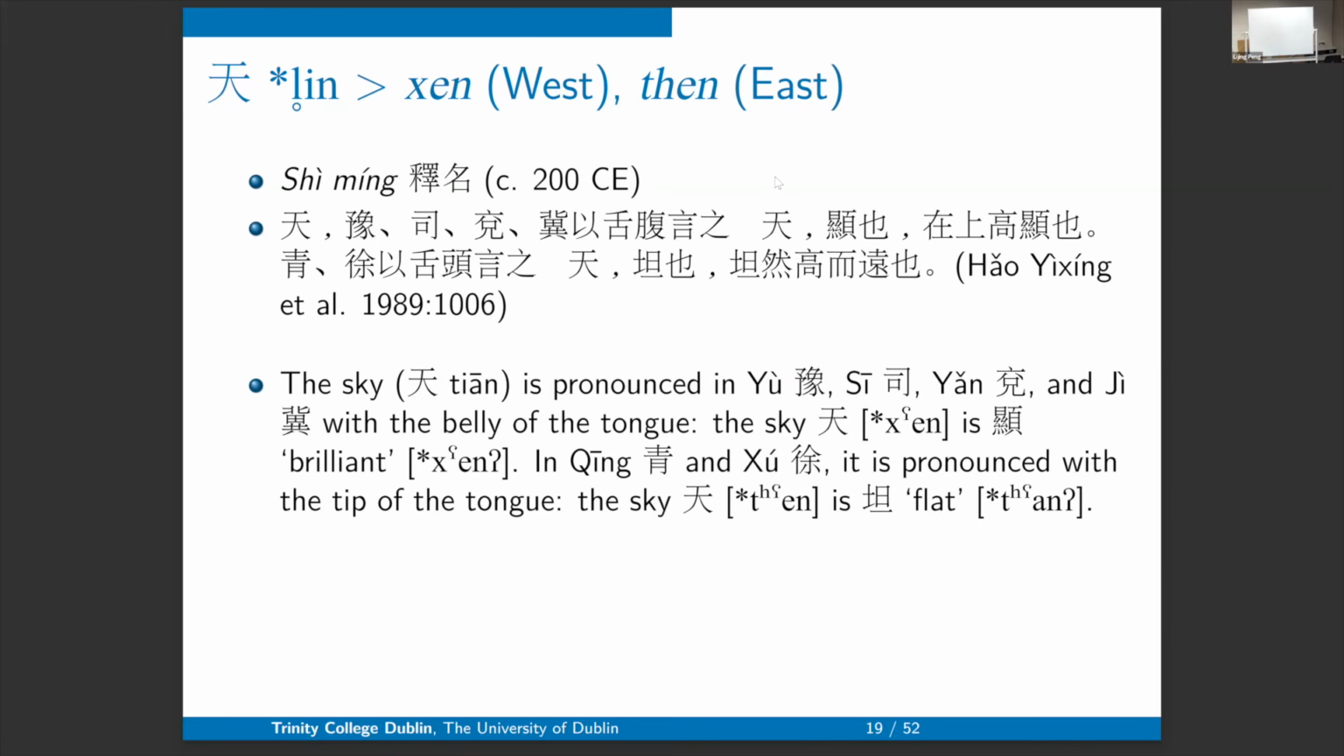But okay, so here's from the xiéshēng. The sky in these areas is pronounced with the belly of the tongue. The sky is brilliant, yeah. In Qing and Hu, it is pronounced with the tip of the tongue. So here's an explicit discussion in the xiéshēng of this kind of isogloss, right?